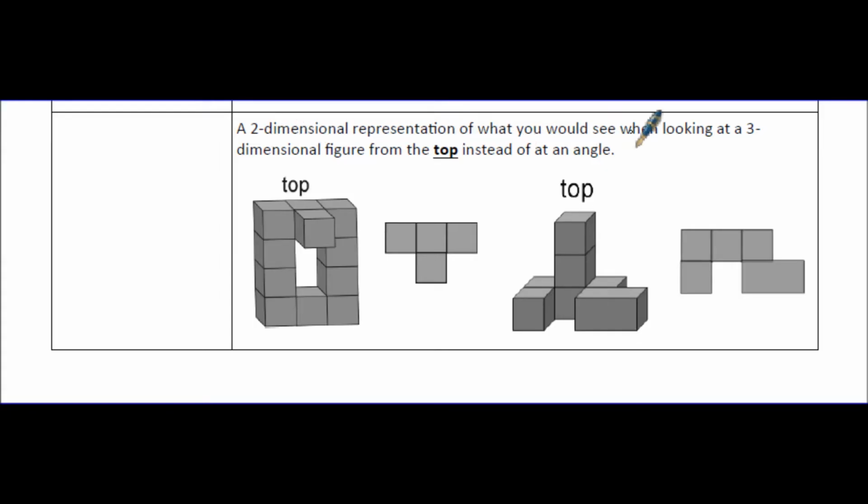The top view is a 2-dimensional representation of what you would see when looking at a 3-dimensional figure from the top instead of at an angle. You normally look at a 3D figure from the front, but the top would be looking down on it. The top and the bottom would normally look the same. We see those 3 at the top and then 1 sticking out. Here we're looking down at the top and we see that it kind of goes around and then has the long end piece, and that's what we would see from the top.